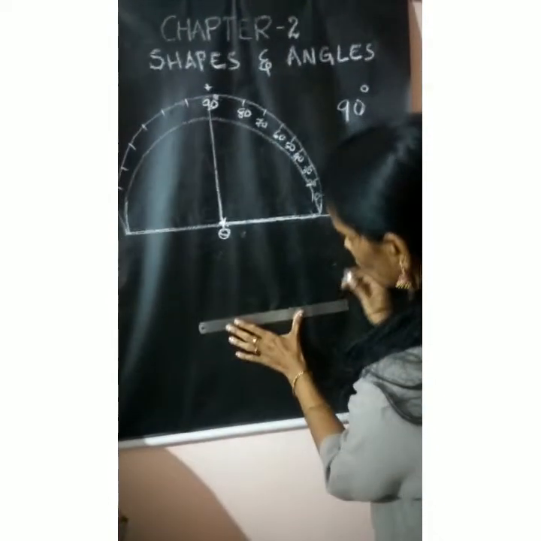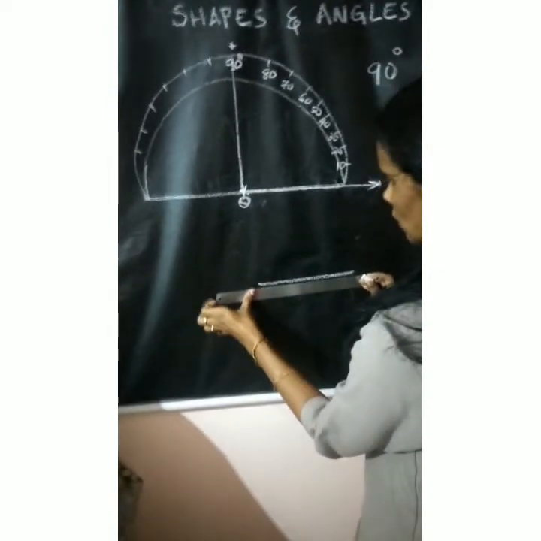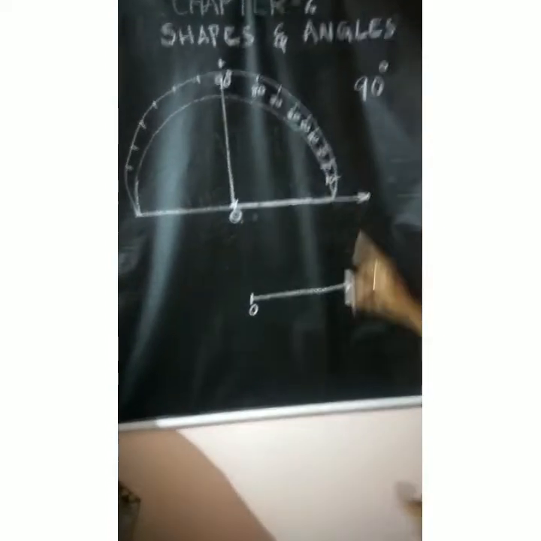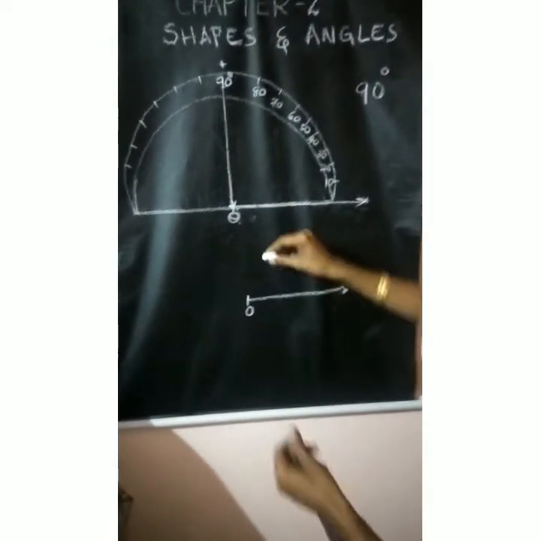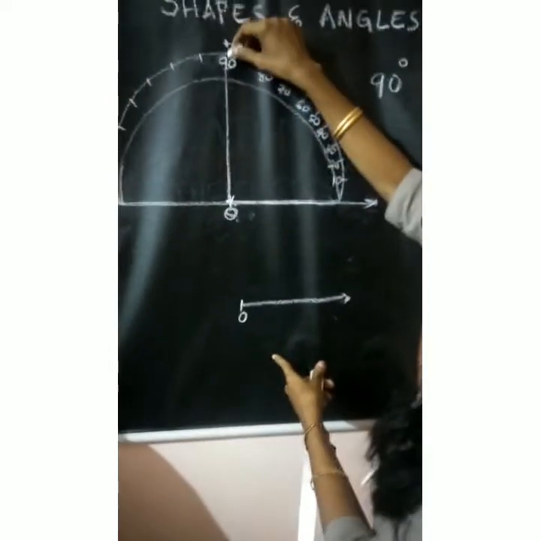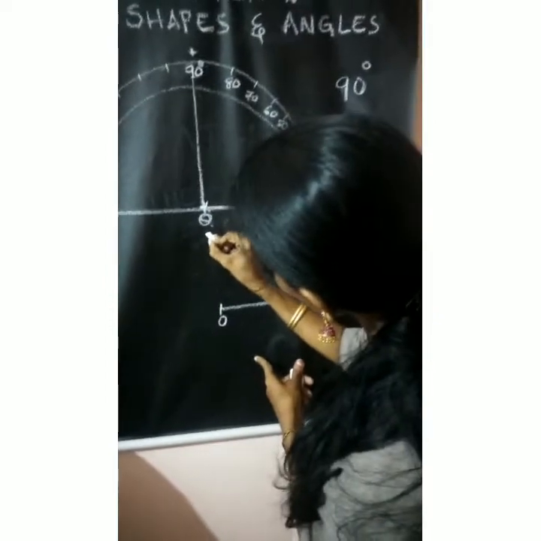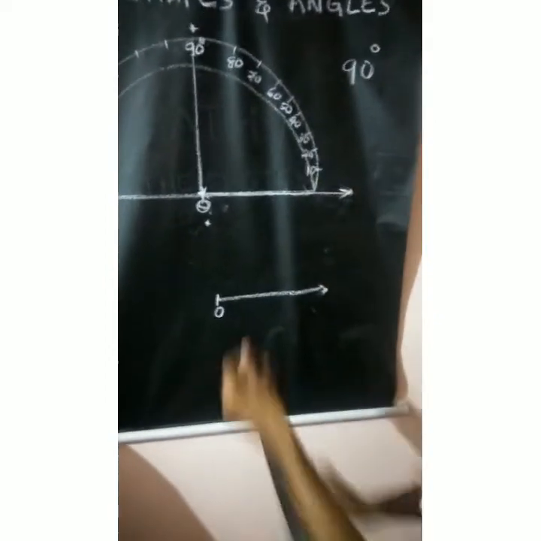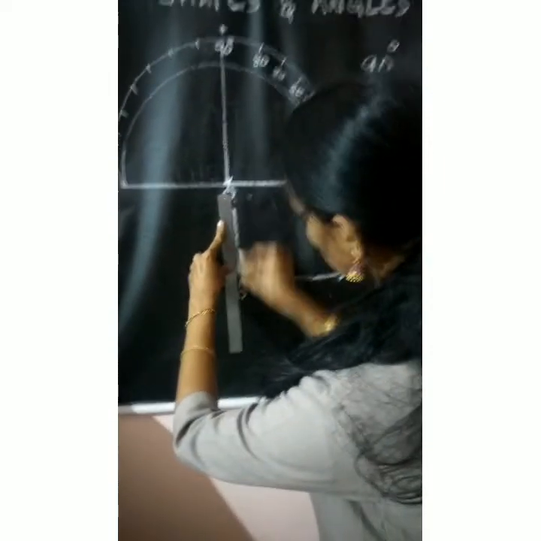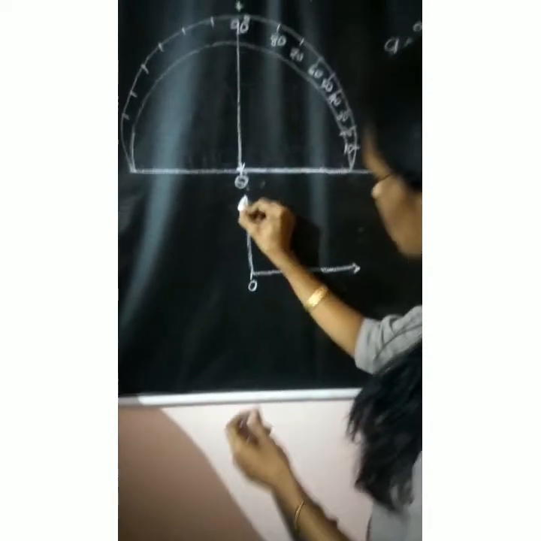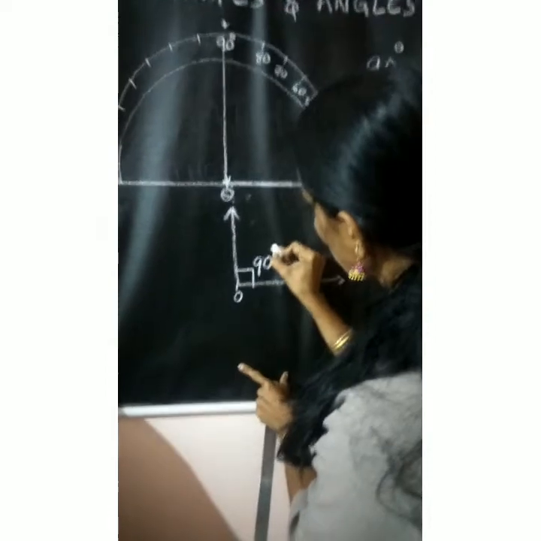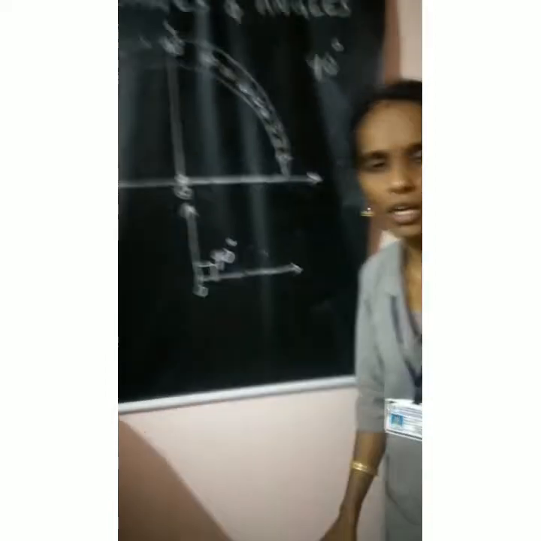This is our figure for the 90 degree angle; one of the arms is what we constructed. Next, on the protractor, where 90 degrees is coming, there we keep a dot. Connect this dot to O. That is the 90 degree angle. So this is 90 degrees. This is the 90 degree angle.